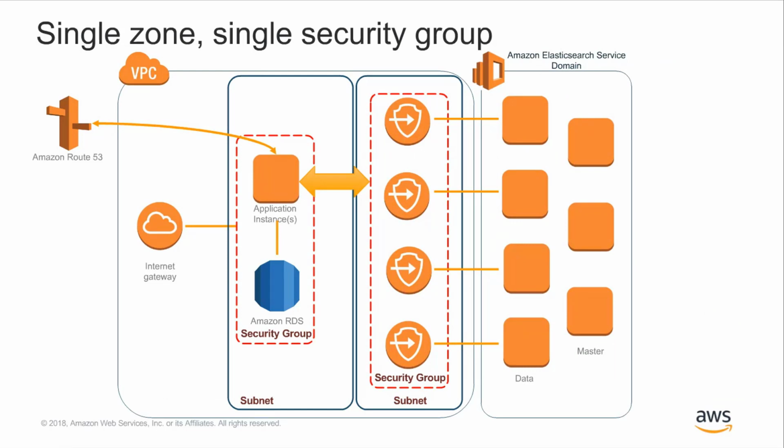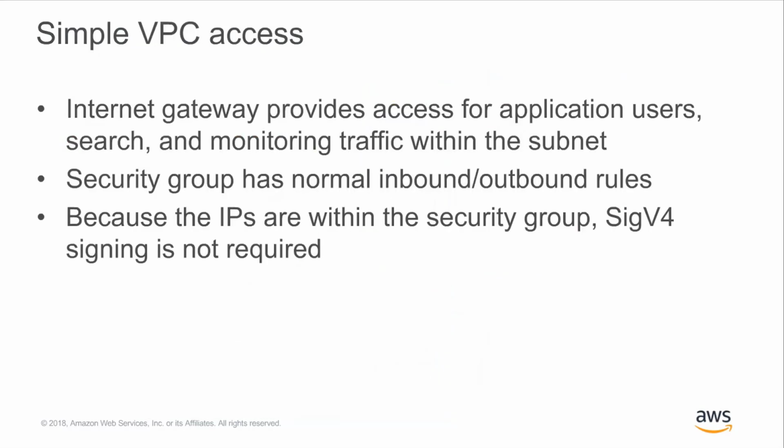To look at a simple example, here we have an application inside the VPC. It's talking to an RDS instance. There's a gateway there so that it can talk to the internet. And that application is sitting in its own security group. Then we have our deployment of the Elasticsearch Service domain. That is via ENIs. Those are in a security group. In this case, we have a single availability zone deployment. And traffic then can flow from the application security group into the ENI security group.